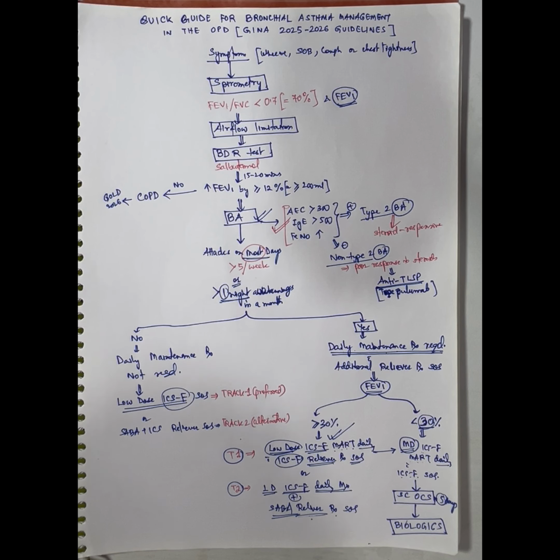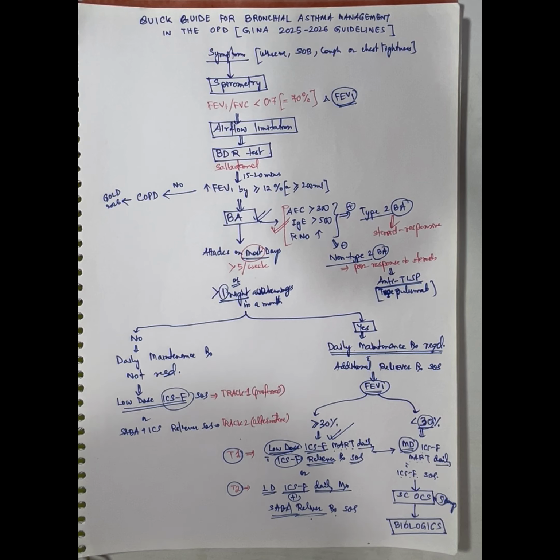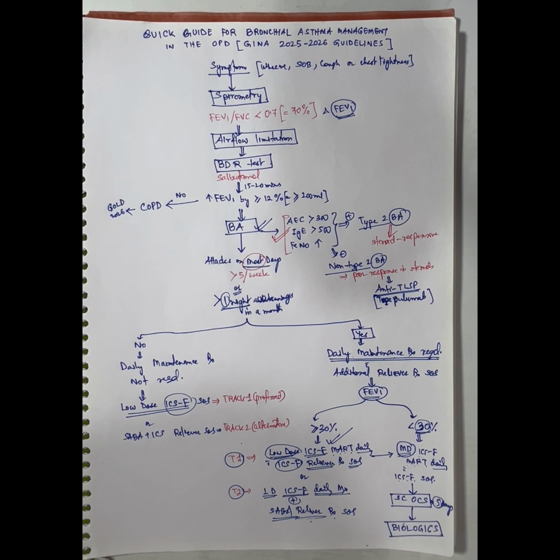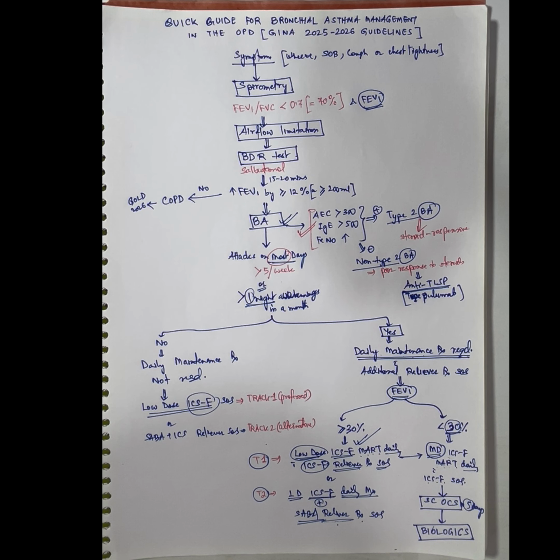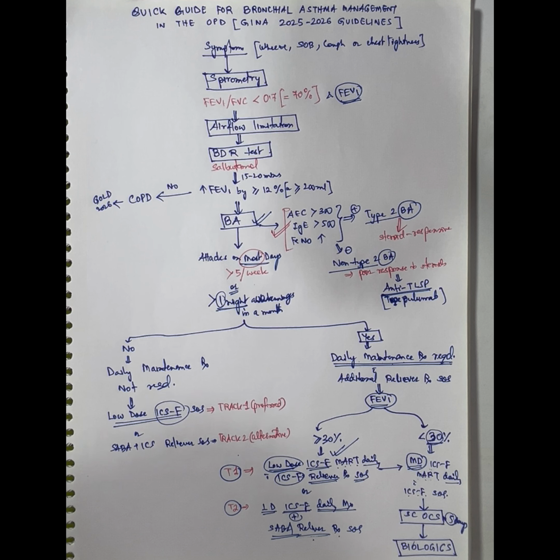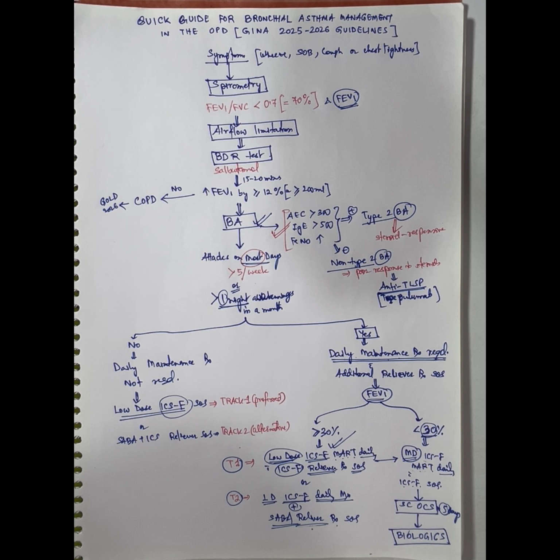So let's talk about a quick guide for bronchial asthma management in the OPD according to the latest GINA guidelines. Suppose a patient comes with asthmatic symptoms like wheeze, shortness of breath, cough, or chest tightness. The first thing we want to do is a spirometry. The first thing we want to look at is the FEV1 by FVC ratio. If this ratio is less than 0.7 or 70%, we are dealing with a case of airflow limitation, which could be either bronchial asthma or COPD.